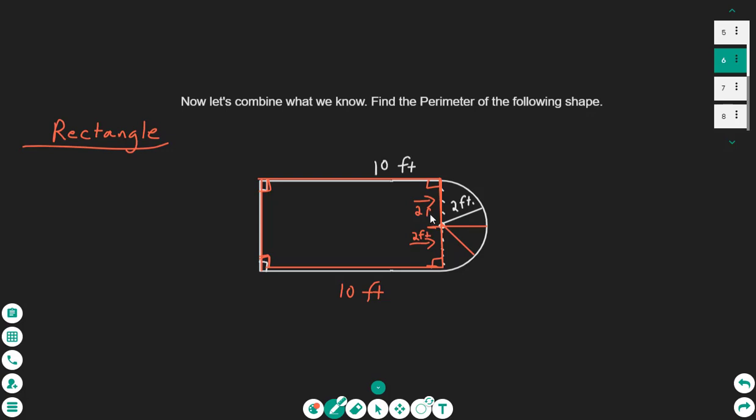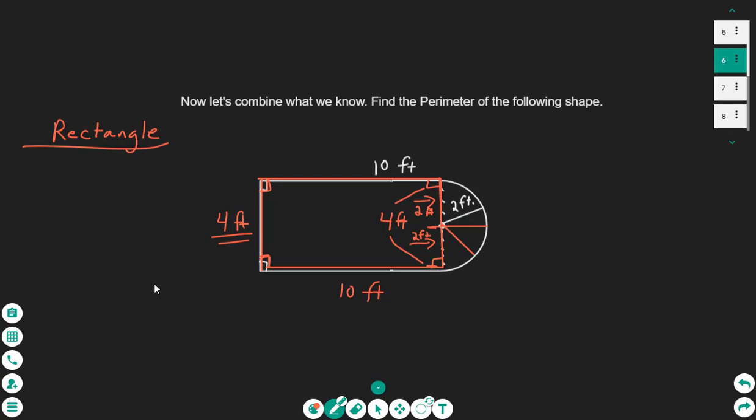So that's also 2 feet, which means that this upper radius and this lower radius make up the right-hand side of our rectangle. And their total length is going to be 2 feet plus 2 feet, which is 4 feet. Right? So this side is 4 feet in length. Because we have 90-degree angles, this side has to be equal to that. So this is also 4 feet. So hopefully you see how I arrived at that 4 feet.